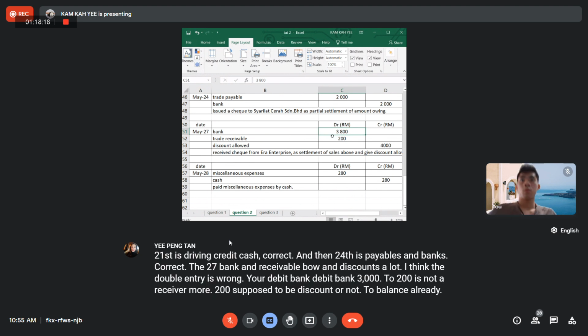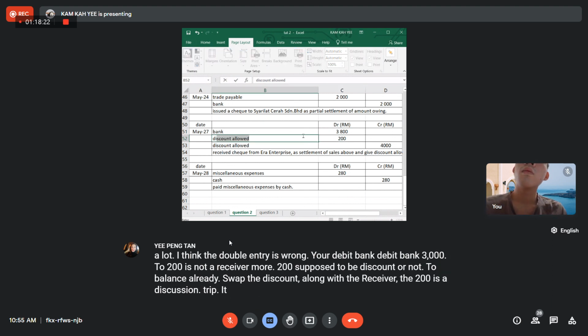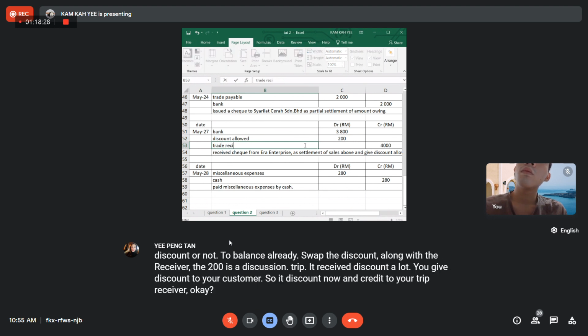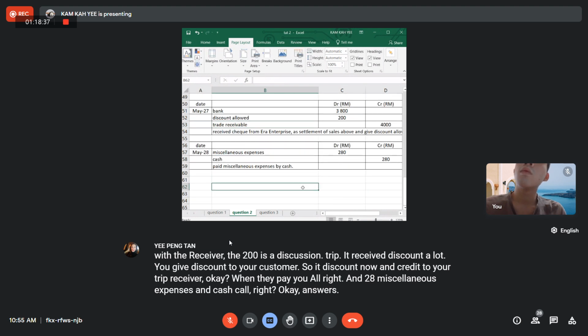It is reversed already. Swap the discount allowed with the trade receivable. The 200 is a discount. You give discount allowed to your customer, so discount allowed and credit to your trade receivable, when they pay you. All right. And 28, miscellaneous expenses and cash, correct. Okay, your answer is correct.